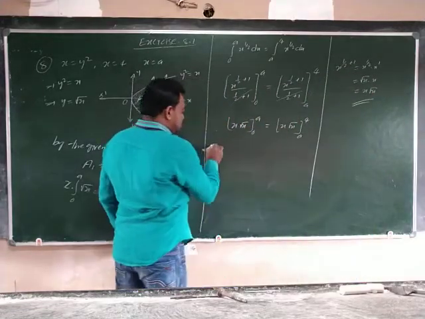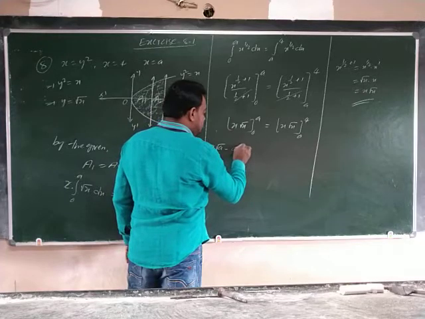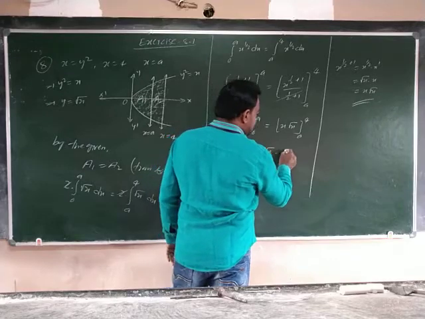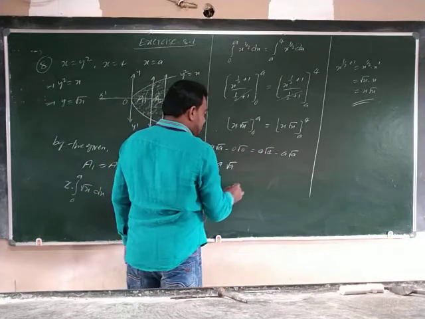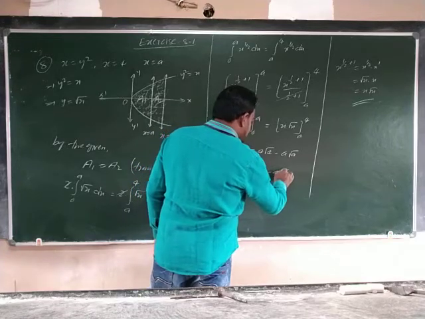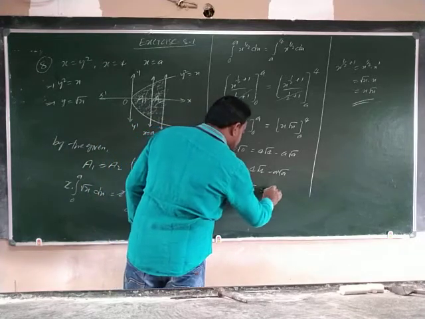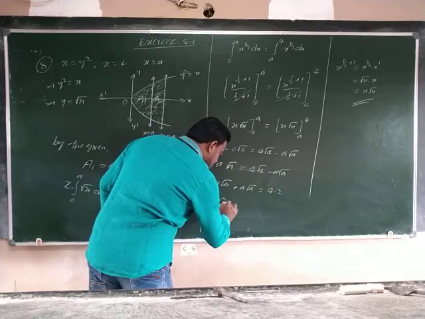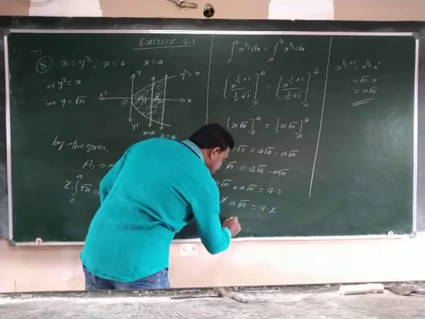Upper limit a, so a root a, minus lower limit, in place of x substitute 0, 0 into root 0, is equal to upper limit 4 into root 4 minus lower limit a into root a. So a root a is equal to 4 root 4 minus a root a. This a root a is taken to the left side: a root a plus a root a, this is equal to 4 into root 4, which is 2. So 2 times a root a is equal to 4 into 2. These 2 get cancelled.